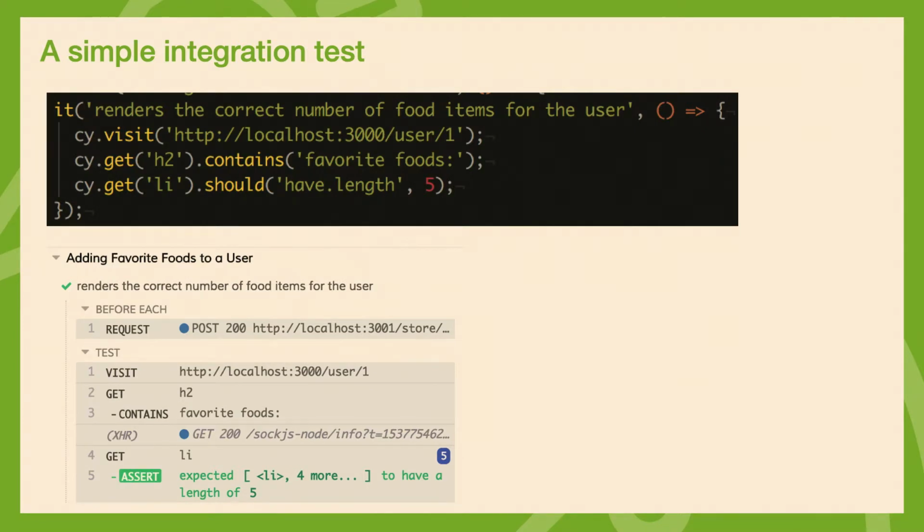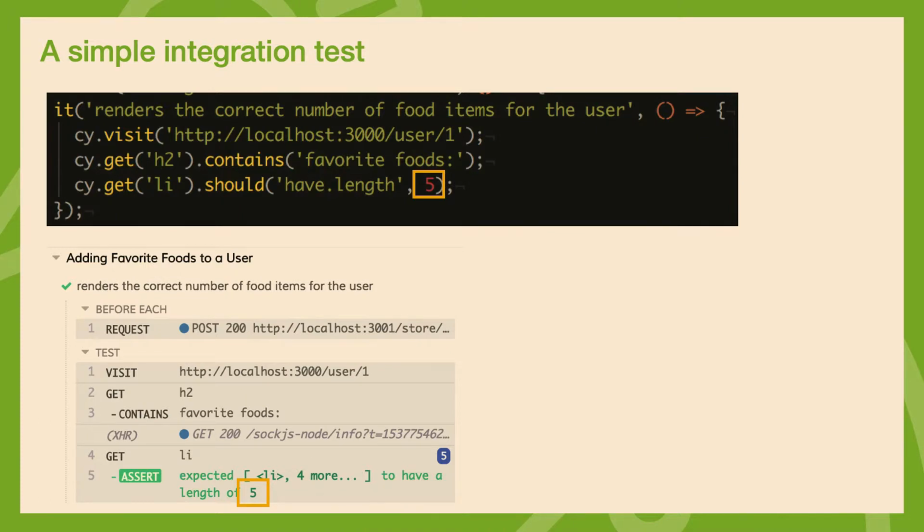So let's look at a simple integration test. Here you can see that we're visiting our localhost to user 1. We're validating that the header contains some aspect of a favorite foods list. And then we're grabbing all of the list items and checking that the length is equal to 5. And below you can actually see what the Cypress test looks like in terms of output. But where does that 5 come from?